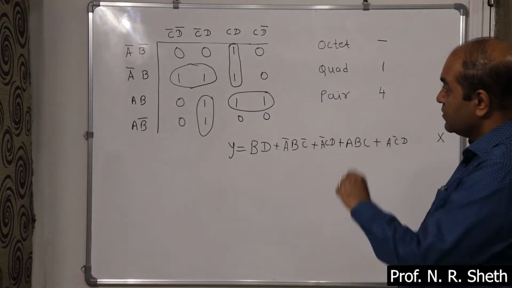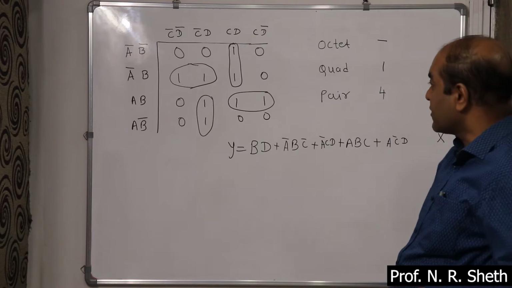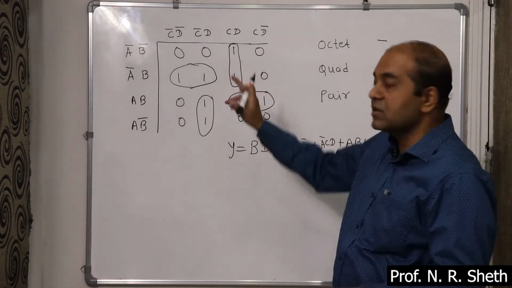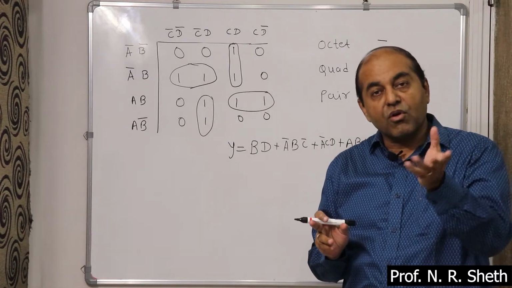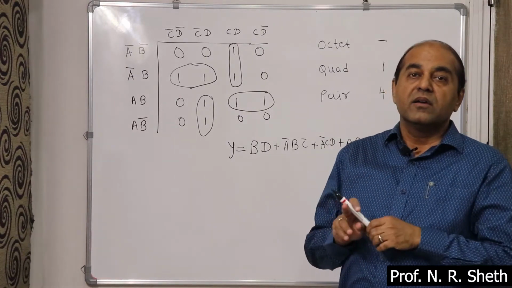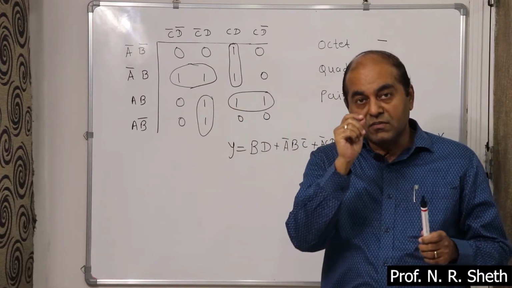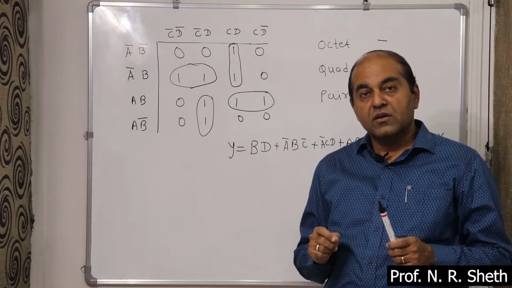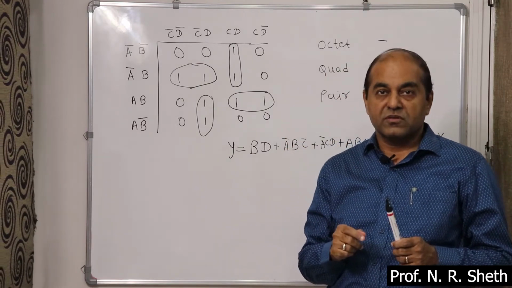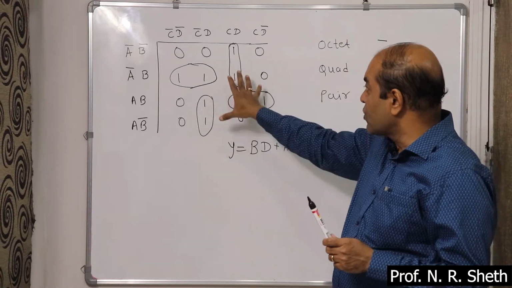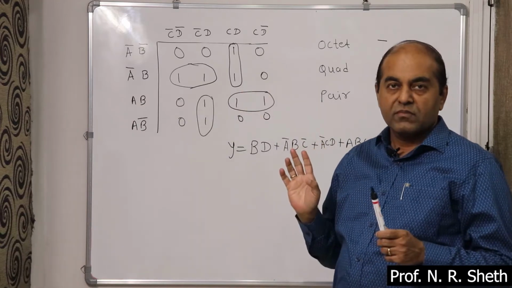One, two, three, four. Only four pairs. No need of the quad. The quad is already part of all these four pairs. All the four ones of the quad are already used by the pairs. So that is why I have used this point. I have mentioned that point: a group whose ones are used by other groups is redundant.